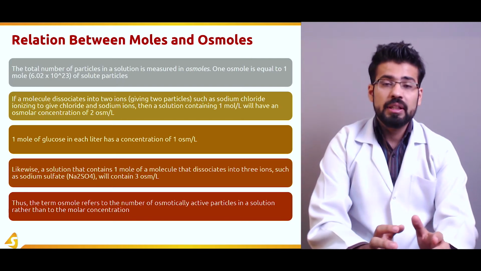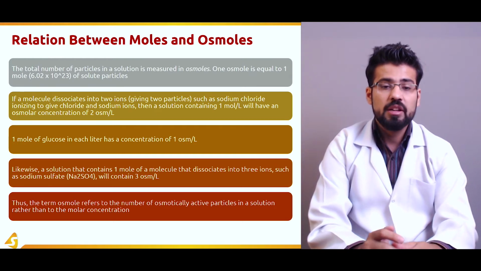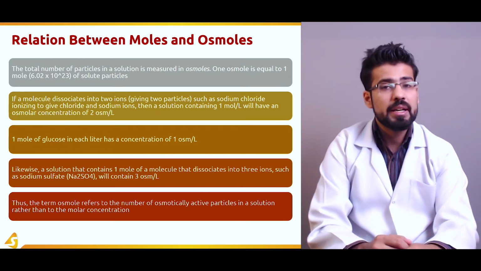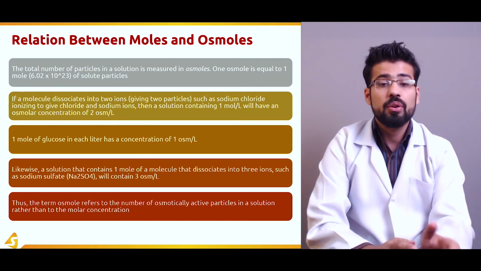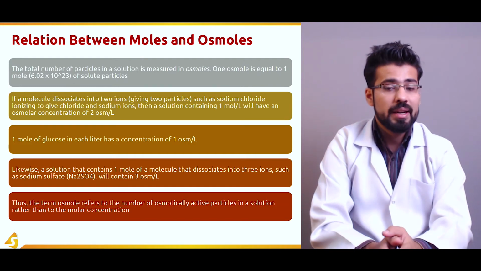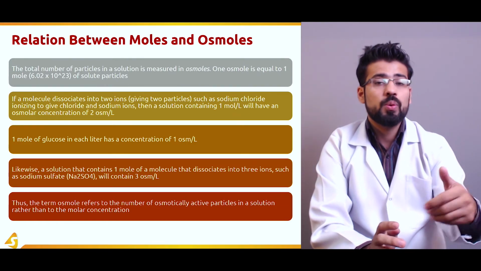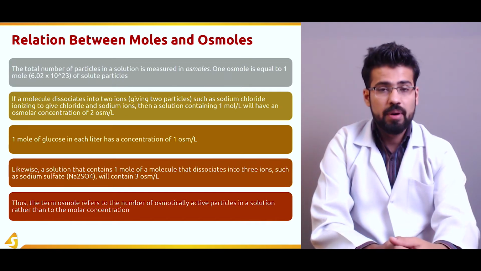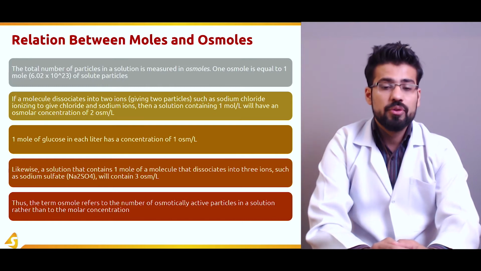So, of course, you are familiar with the moles by now. The total number of the particles in a solution is measured in osmoles. The total, I repeat, total number of the particles in a solution is measured in osmoles. And one osmole is equal to 1 mole of the solute particles. Of course, 1 mole is equal to the Avogadro's number.